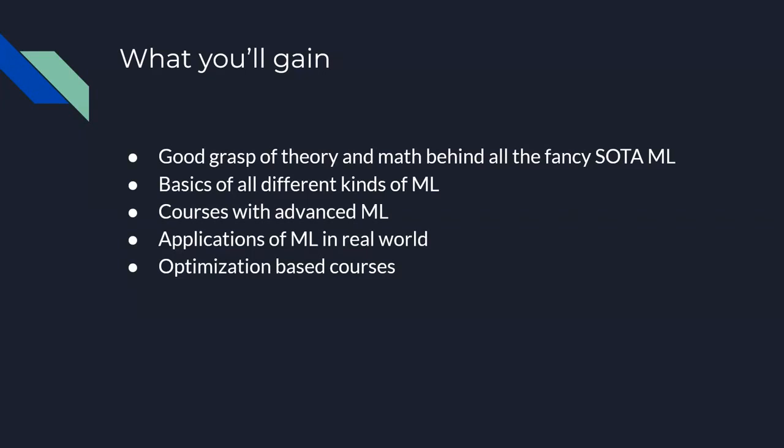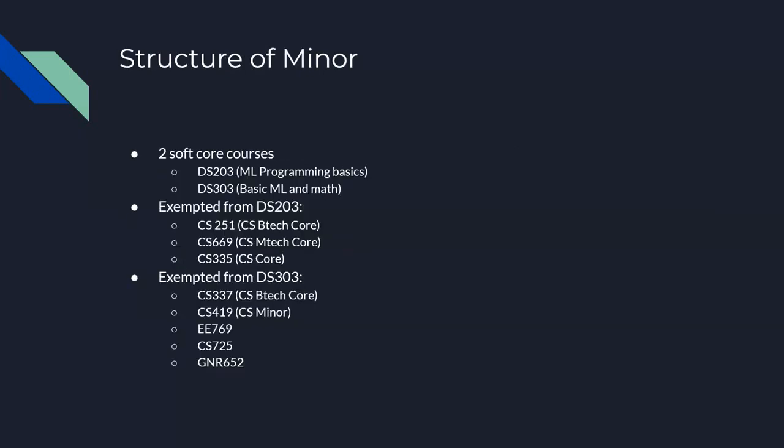And then you have math-based courses. So yeah, I'll cover them when I discuss the structure of the minor. Okay, so the structure of the minor, as Kunind told you, is that there are two soft core courses, which are DS203 and DS303. You need to do them. There are some exceptions to this rule.